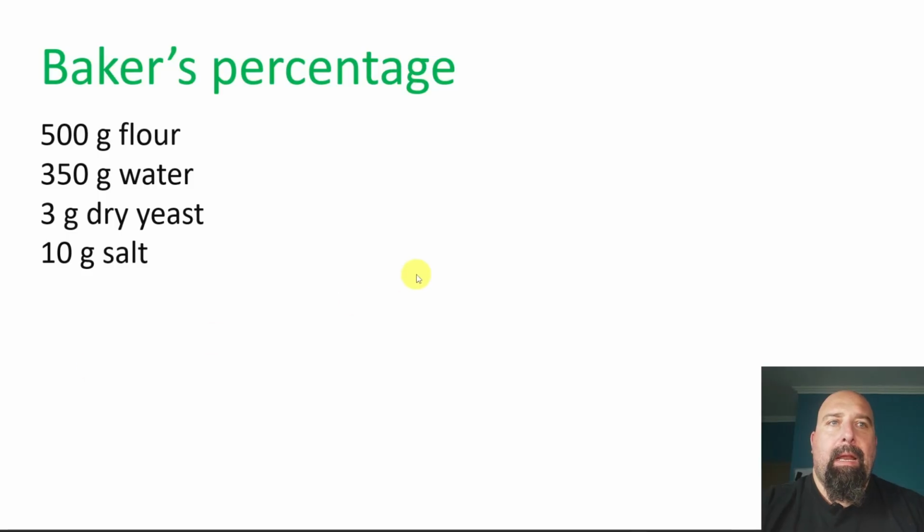So now I'm switching to a slide deck. This slide deck is showing a basic recipe to make bread. As you can see, the subject of this video is called baker's percentage. There are 500 grams of flour, 300 grams of water, 3 grams of dry yeast, and 10 grams of salt.